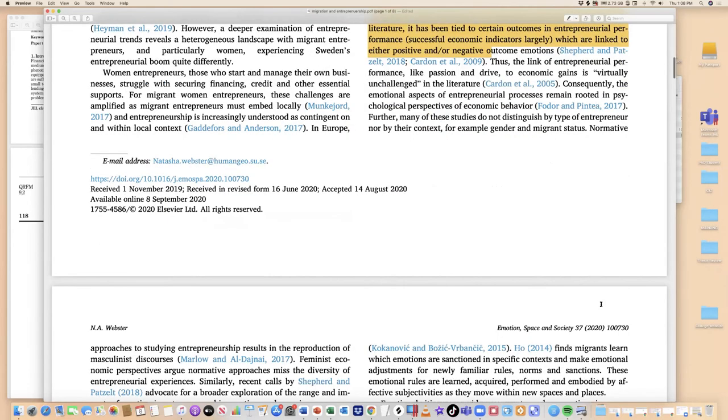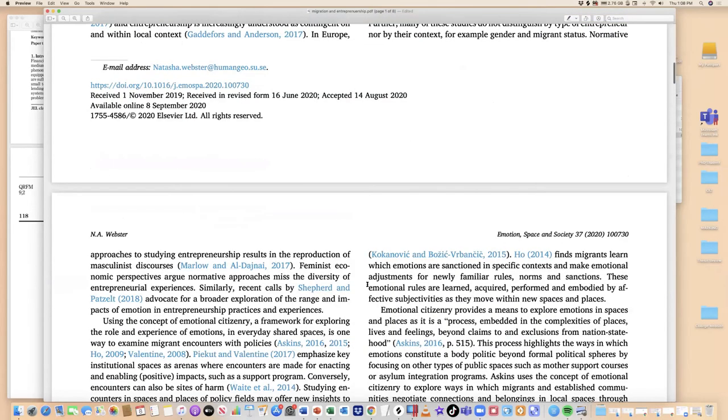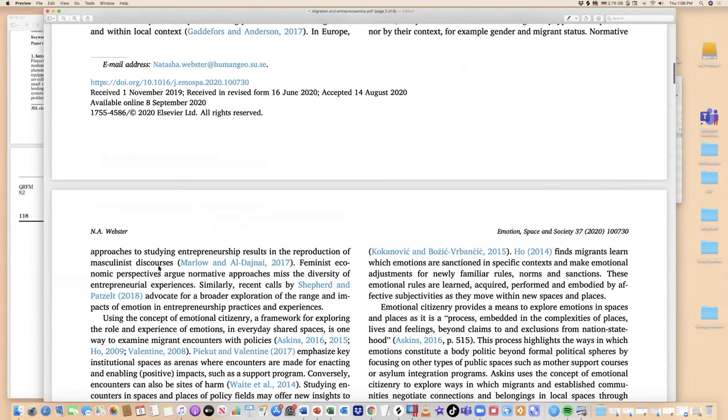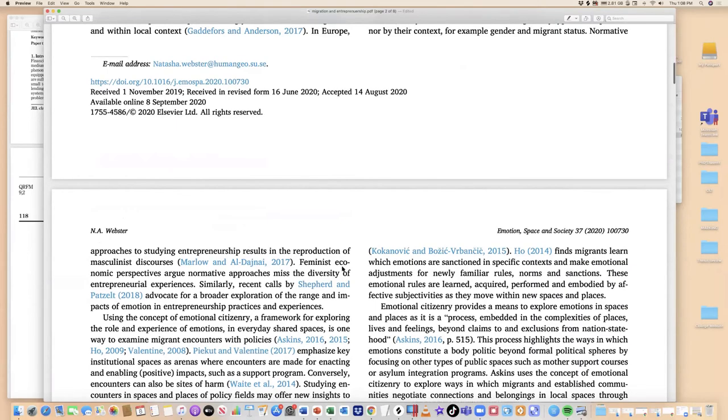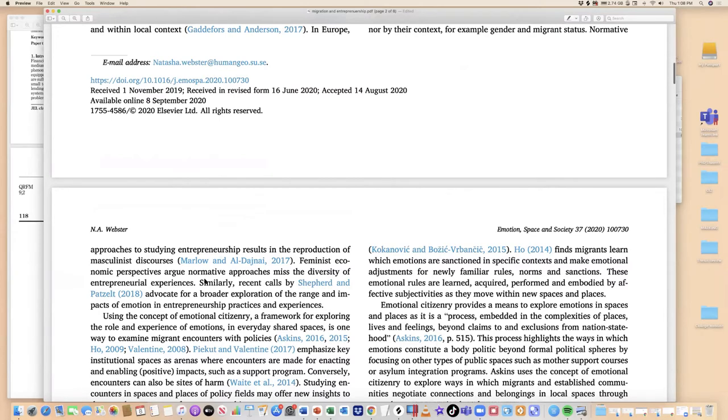Now let's look at the gap, the theory part coming. Normative approaches to studying entrepreneurship result in the reproduction of masculinist discourses. Feminist economic perspectives argue, this is about theoretical gap. Normative approaches are about the way we discuss the discourse, you can have different types of discourse in the literature. So he's looking at the literature in terms of its theoretical discussions. Normative approaches to studying entrepreneurship result in the reproduction of masculinist discourses. Feminist economic perspectives argue normative approaches miss diversity of entrepreneurial perspective.